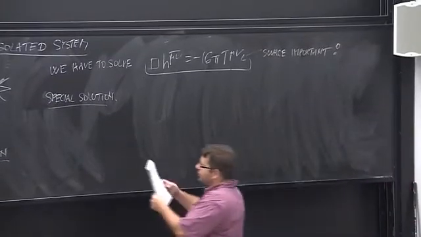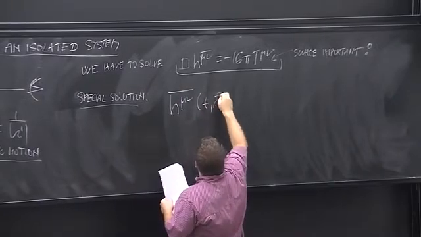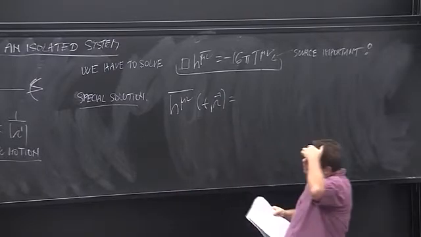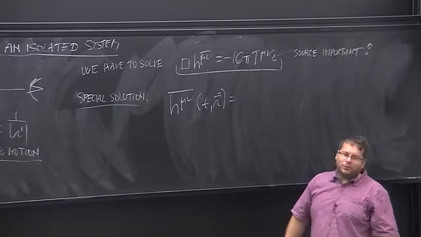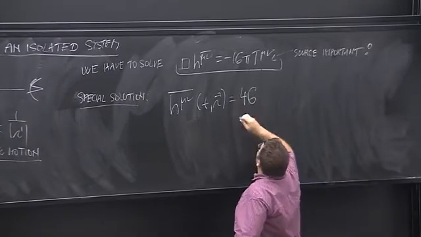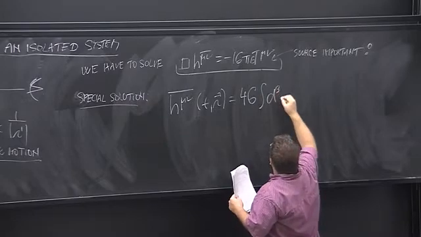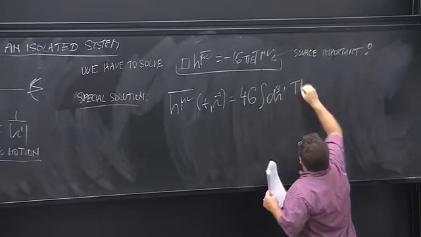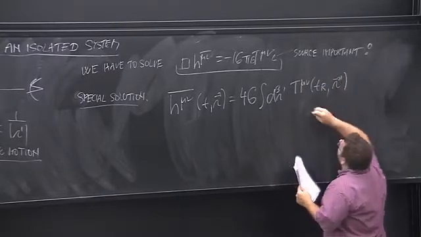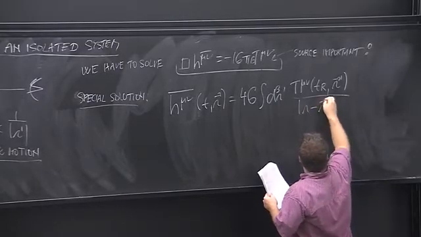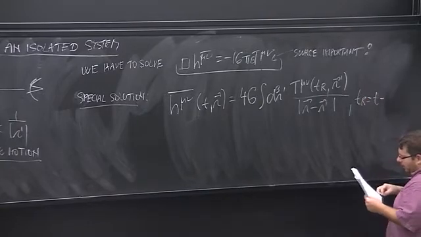And so then your solution is h mu nu bar of t and r is equal to, and now the only thing is the factor, but this is 4 times bigger than what we had in electromagnetism, so that's why we have 4. And there's G here as well. So 4G, integral d^3 r prime, T mu nu at the retarded time and r prime, divided by |r minus r prime|, and then t retarded is just t minus |r minus r prime|.